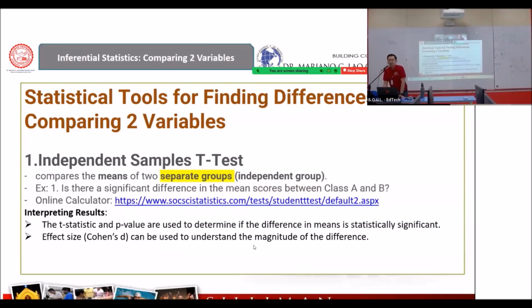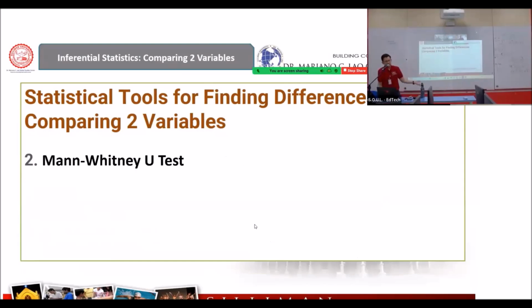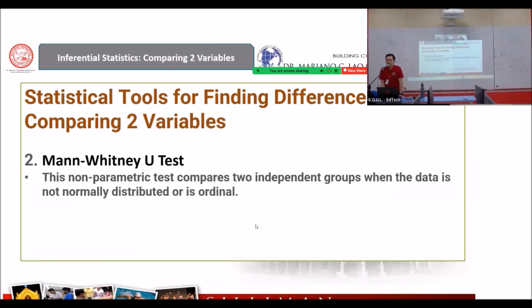Okay, but if the data is not normally distributed, now let's proceed to the Mann-Whitney U-test. Meaning, if the data is skewed, not normally distributed, that means your independent t-test cannot be used. So let's use the Mann-Whitney U-test. So what is the Mann-Whitney U-test? It is a non-parametric test that compares two independent groups when the data is not normally distributed or ordinal.